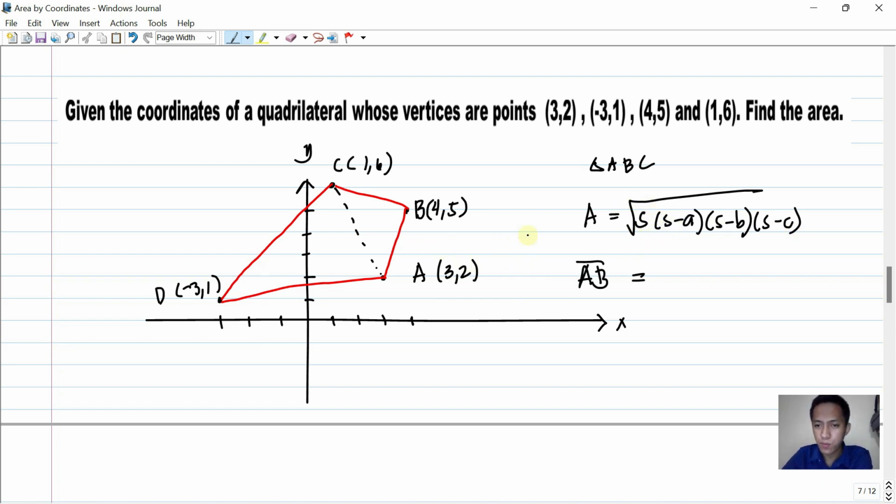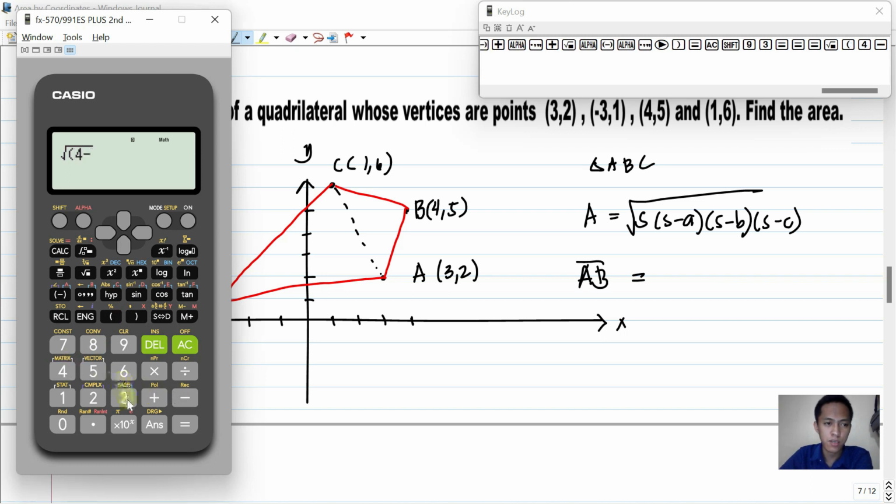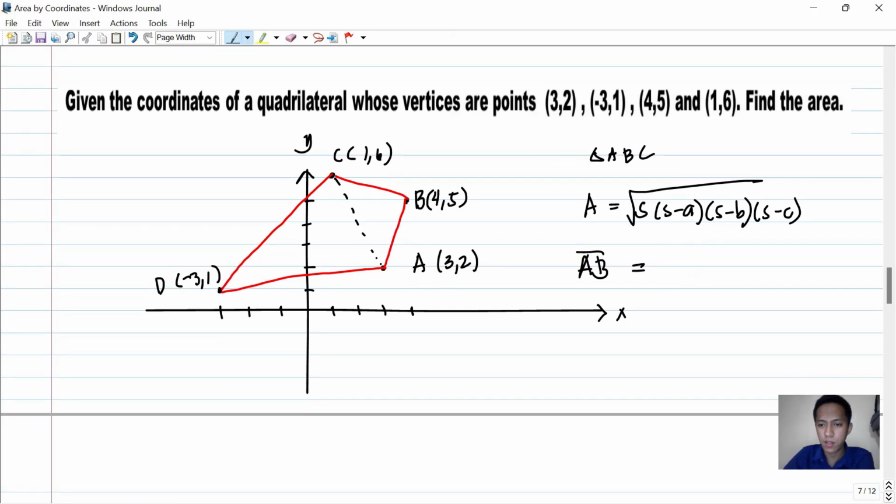So let's just first compute for each side of this triangle. AB. So for side AB, that is the square root of x sub 2 minus x sub 1 squared. So that is 4 minus 3. So that is distance formula squared. Plus, we have here y sub 2 minus y sub 1 squared. So y sub 2 is 5. So that is 5. Okay, minus y sub 1, that is squared. Equals. So therefore, side AB is square root of 10.